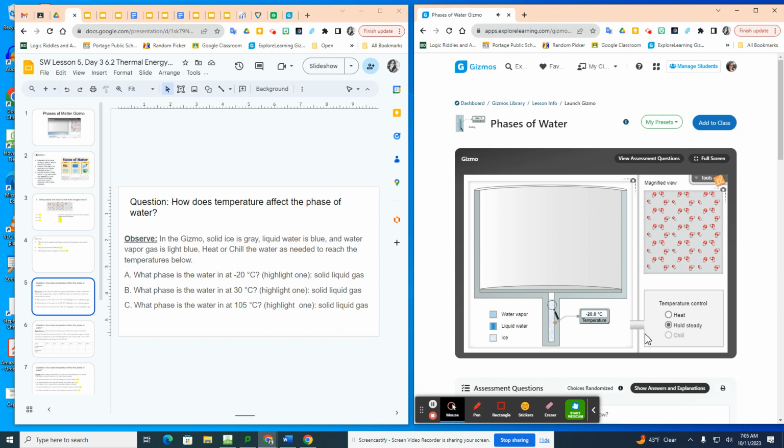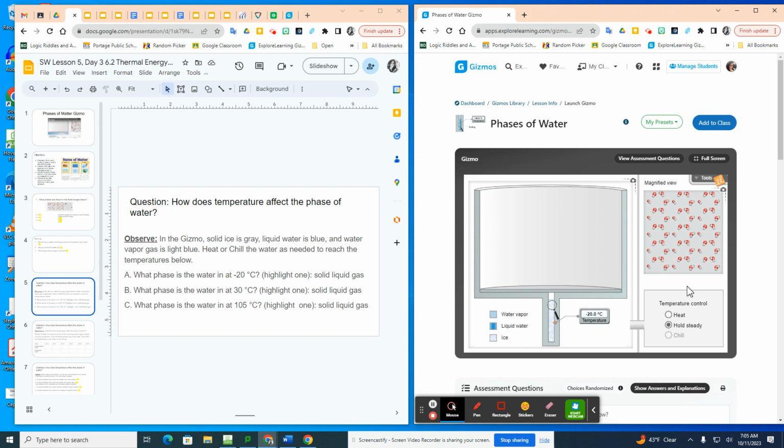Oh, there we go. I did it. Okay, so take a look at the particles. What did we decide this was back in slide 3? Is this a solid, a liquid, or a gas? Notice the color that we have down here as well.